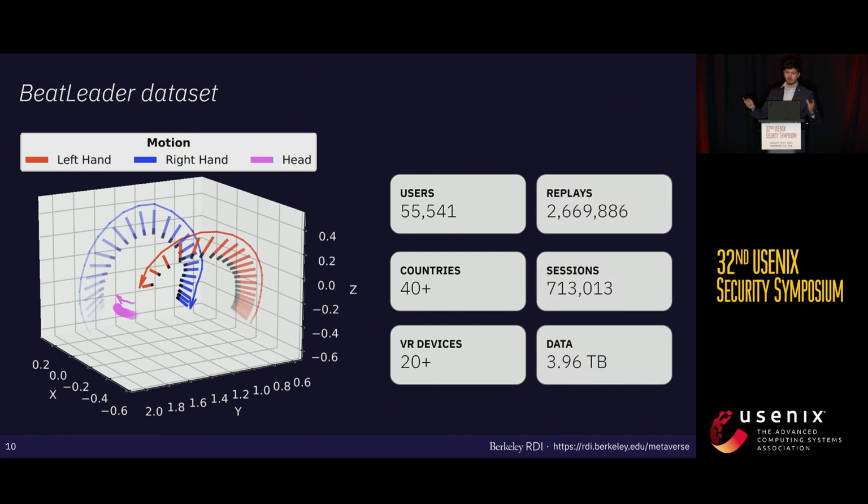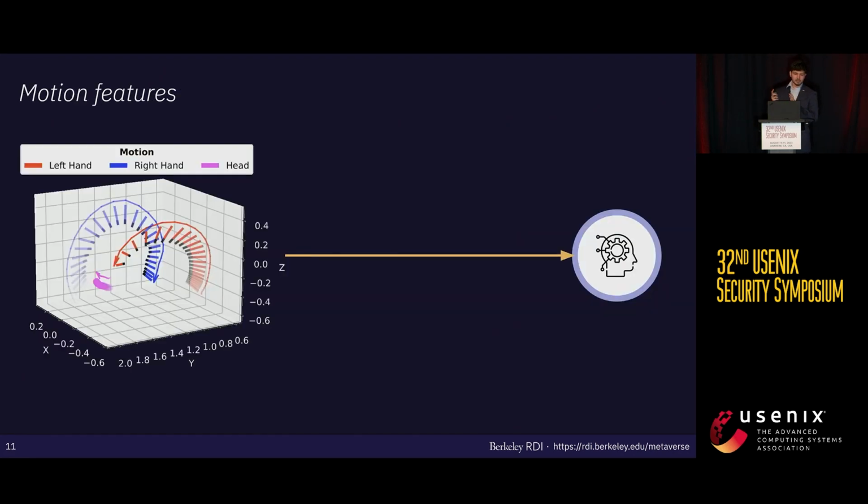And together, we got about 4 terabytes of data with almost 3 million recordings of VR users. So it's a much more diverse, representative data set than you can get from just a laboratory study. And what we did with this data is we plugged it into a classical machine learning model called LightGBM. It's a type of gradient boosting model.